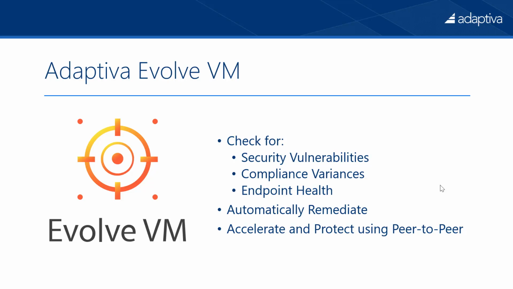Adaptiva Evolve VM comes with 3 different types of checks and will allow you to scan your environment for known security vulnerabilities from the NIST National Vulnerability Database, variances from your compliance baselines, whether that's a custom baseline created within the product, or one of the CIS baselines that we pull in for you, and issues with the health of your endpoints, whether that is a WMI issue, registry issue, or perhaps checking for the implementation of security features such as BitLocker or Device Guard.